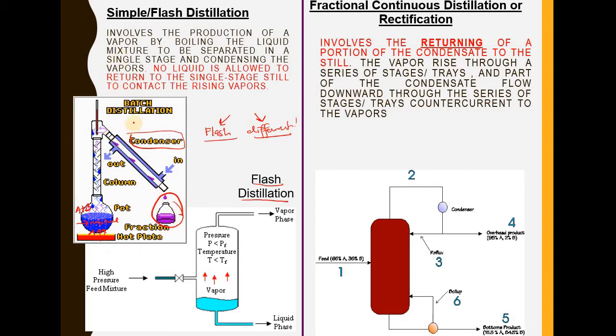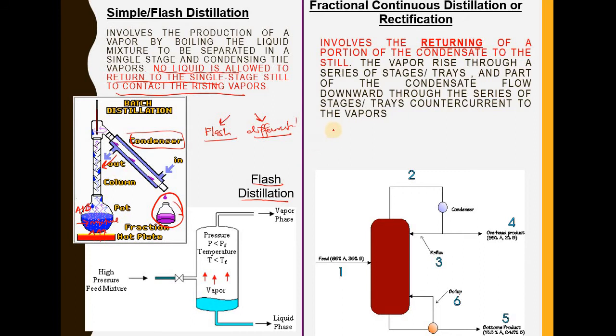The product will be collected. So in this batch distillation, no liquid is allowed to return to the single stage still to contact the rising vapor. The vapor that escapes the flask will be directly condensed, and the liquid produced from the condensation process will not be returned into this funnel. Okay, so this is batch distillation, which means this process doesn't have a reflux process.